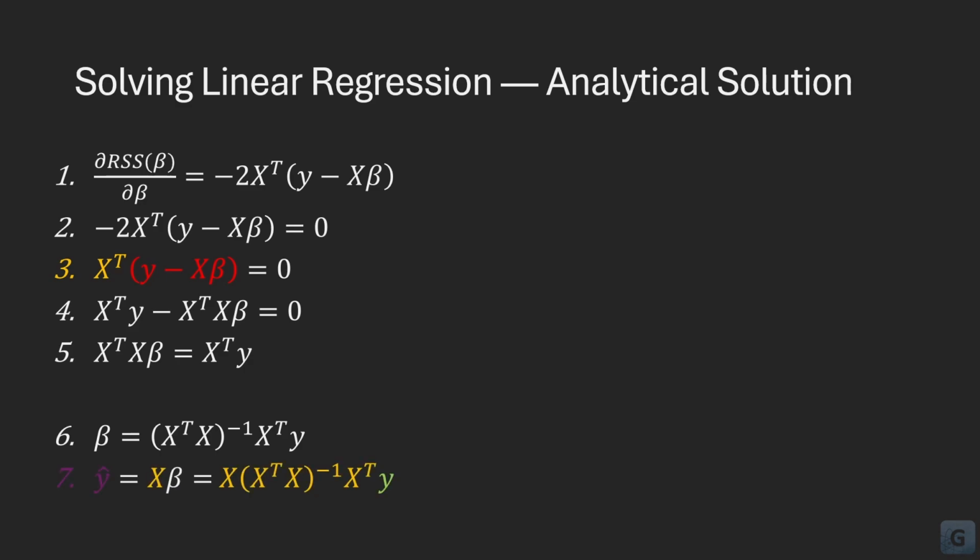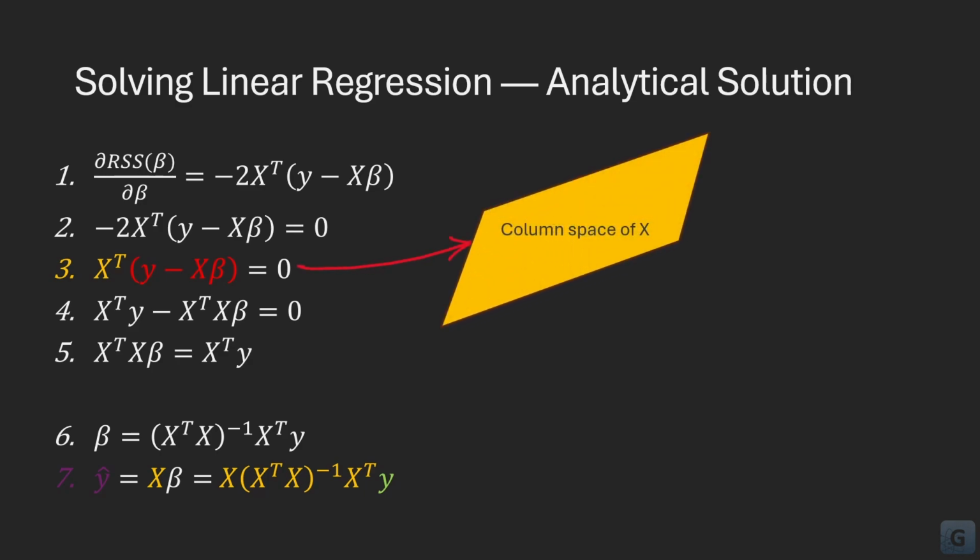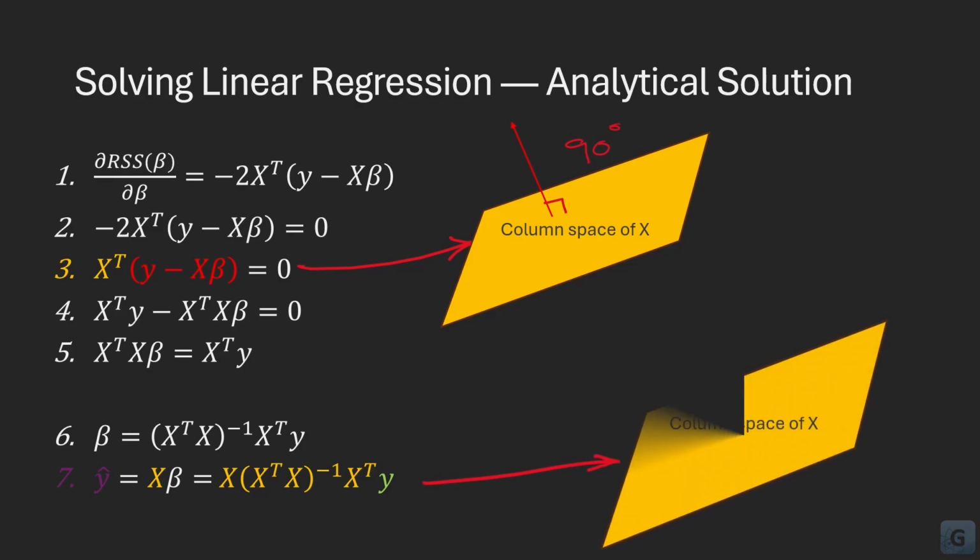The prediction y hat is equal to x times beta. The vectors in matrix X span a subspace known as the column space of X. I also want to remind you that if two vectors are orthogonal, their dot product is 0. If you look at equation number 3, the term y minus x beta is the error vector, and this equation tells us that we find betas in such a way that the error vector is orthogonal to the column space of X. And equation 7 tells us that the prediction y is obtained by projecting the vector y onto the column space of X.